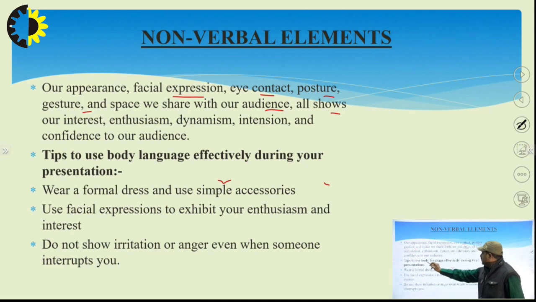Okay. Now, tips to use body language effectively during your presentation. There are certain tips for that. Wear a formal dress and use simple accessories. This should be formal and try to use simple accessories. Use facial expressions to exhibit your enthusiasm and interest. So, you should be positive. Your facial expressions should be natural.